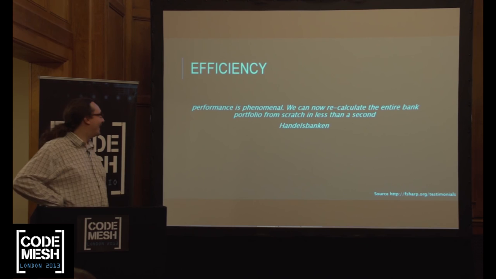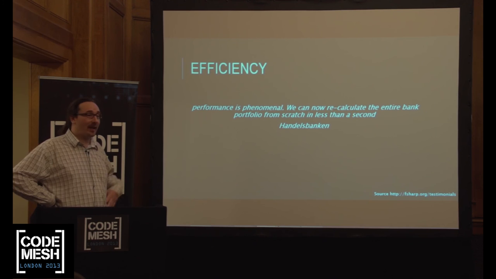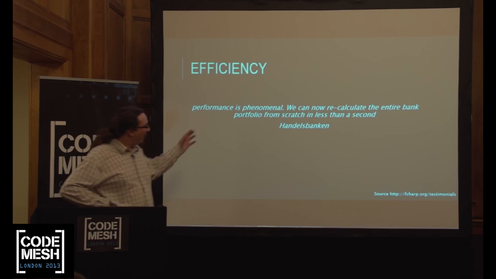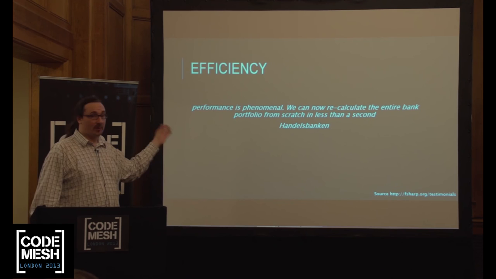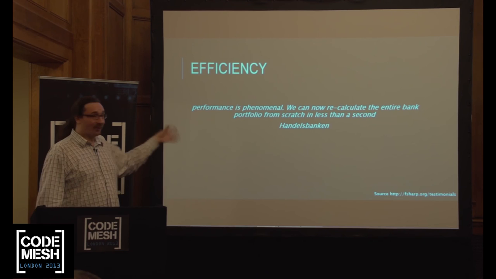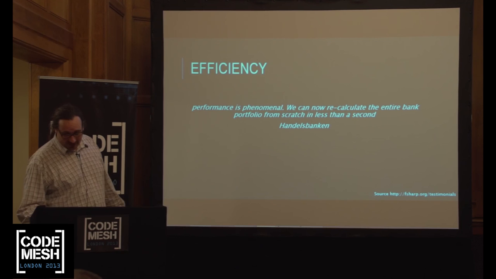We can recalculate the entire portfolio in less than a second, and I think they were in the hours range before that. So obviously, if you spend months and months cranking your C++ and tuning it, you may get there. You'll get there a lot quicker with F#. You're going to get close performance on like for like, but because you can iterate quicker, you can find the algorithm that actually solves the problem quicker. At least that's how I found it.